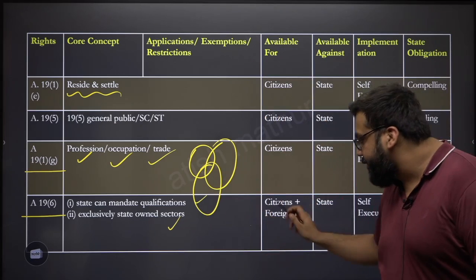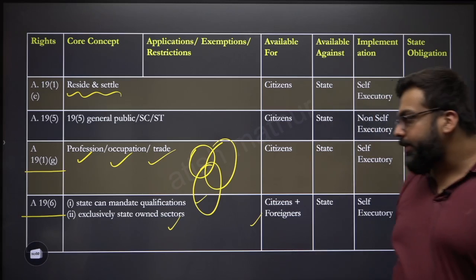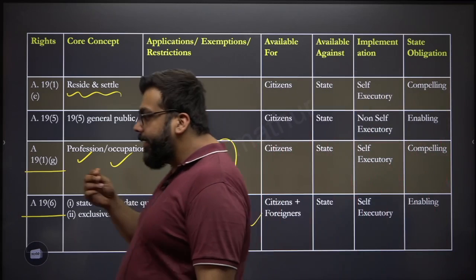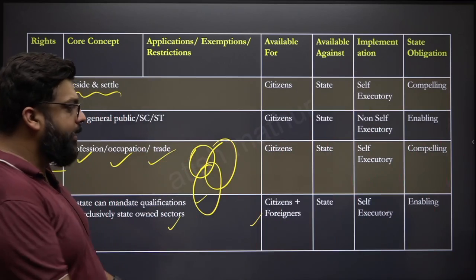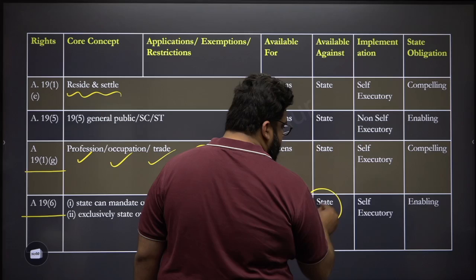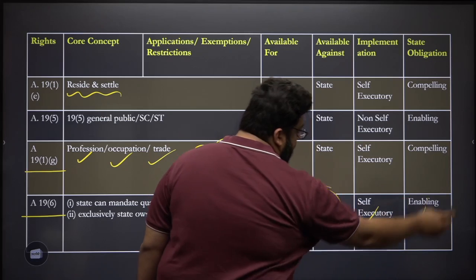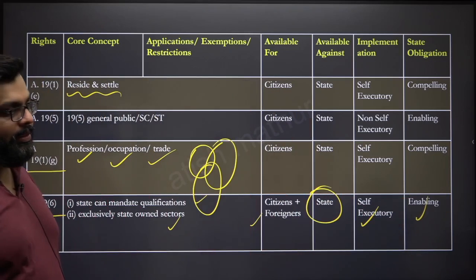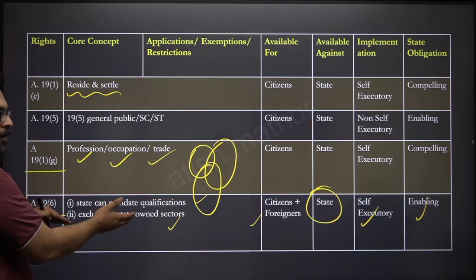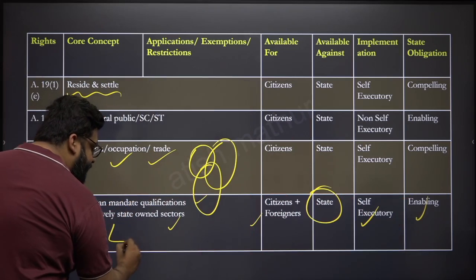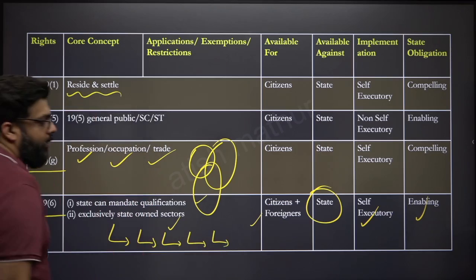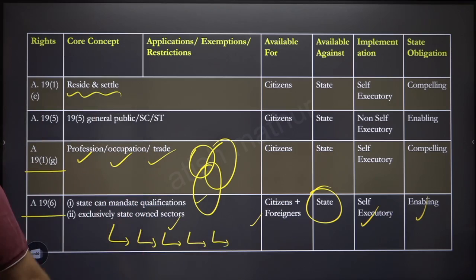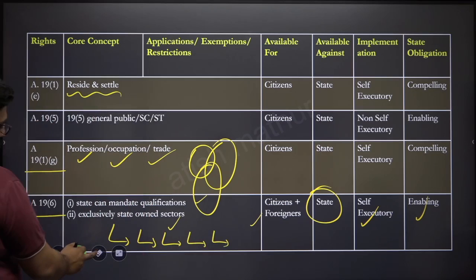So it is something which is available for both citizens and foreigners, because you can mandate and you can also prevent a certain set of people from working here. Available against the state also, self-executory in nature, and it is enabling in nature, which means this is enough. And on the basis of this, you can also have other laws to bring this into effect. So this is Article 19 for you.